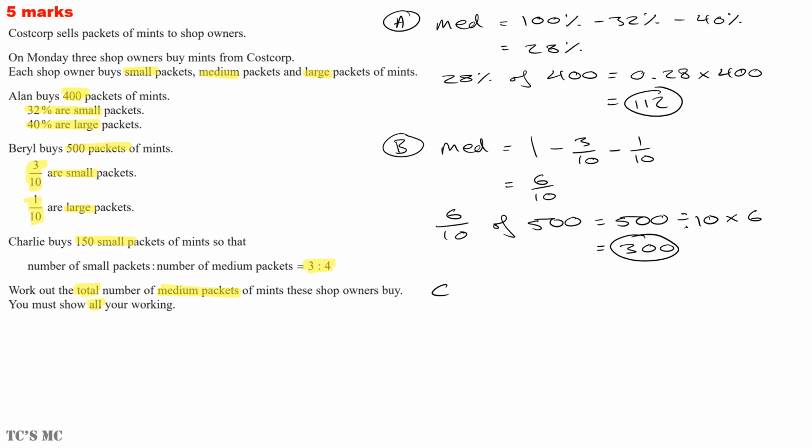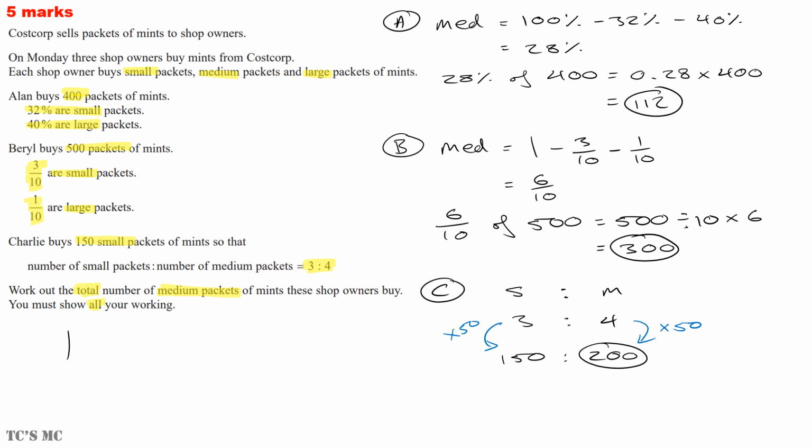Moving on to Charlie. Charlie bought small packets to medium packets in the ratio of 3 to 4. Charlie bought 150 small packets. Because we know we need to multiply by 50, we get another mark. 4 multiplied by 50 gets us 200. So Charlie bought 200 medium packets. We now have 4 marks.